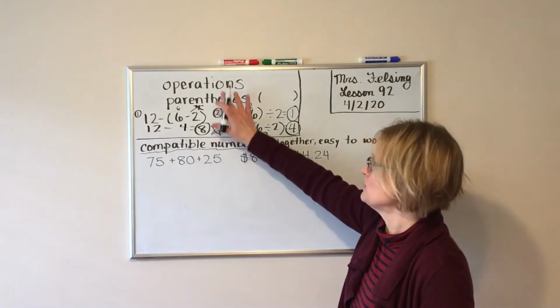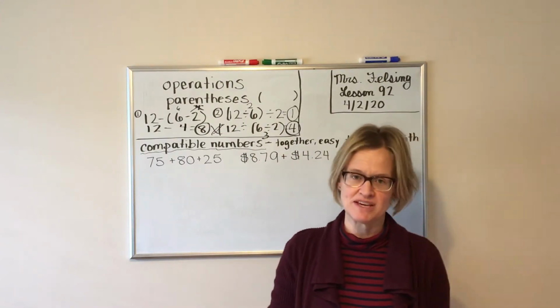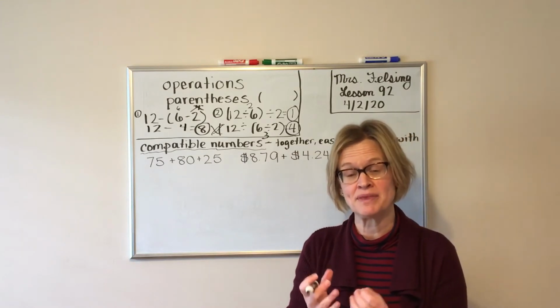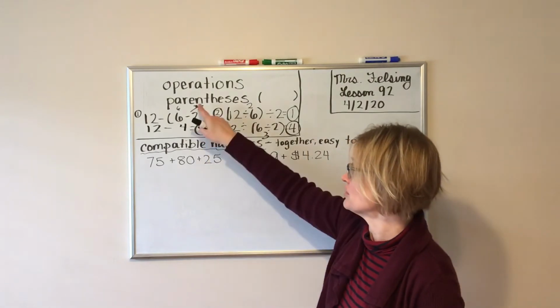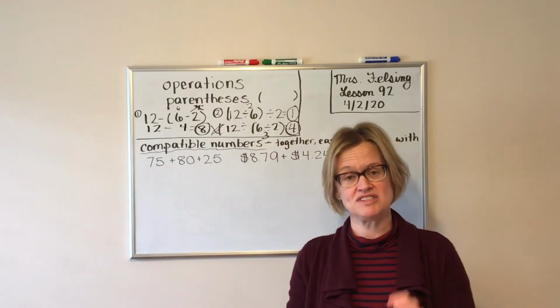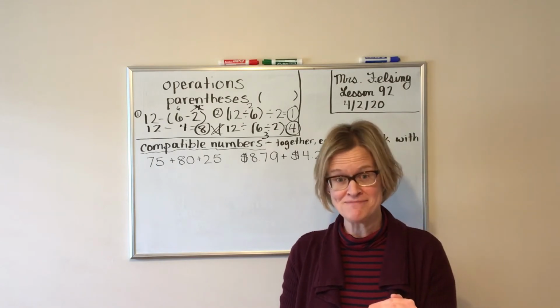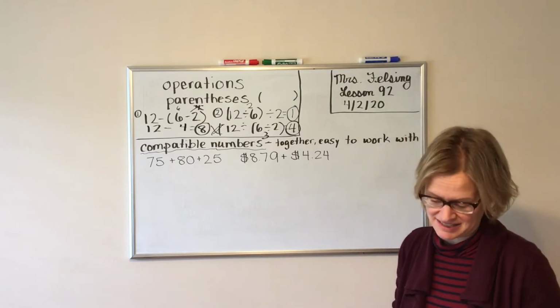So, just to review again, operations are multiple procedures: multiplication, division, addition. We're doing multiple procedures when we do our operation. In order to know which procedure to do first, we look for the parentheses. The parentheses show us what to do first, and then we do the rest of the problem. Okay? All right, so now we're going to go on to the second part of our math lesson.